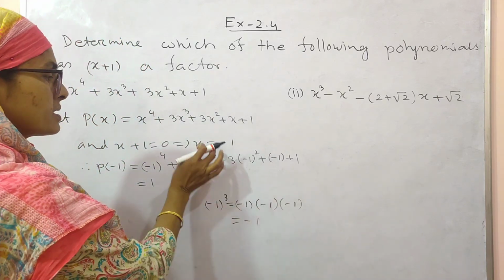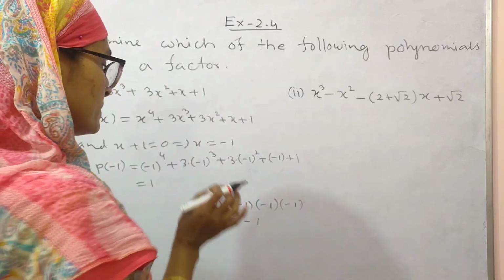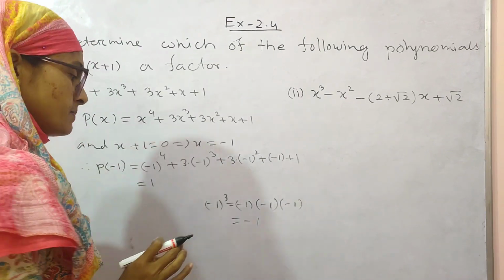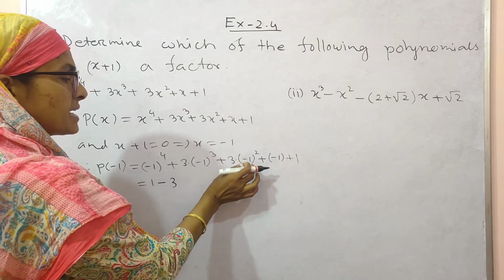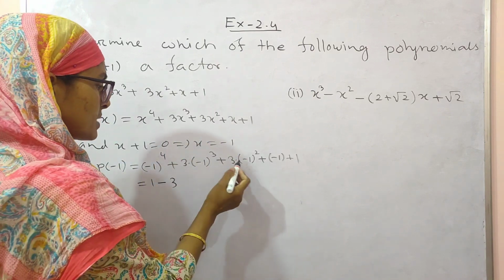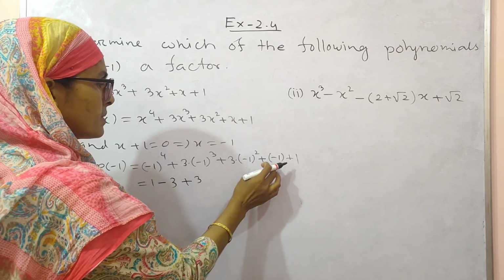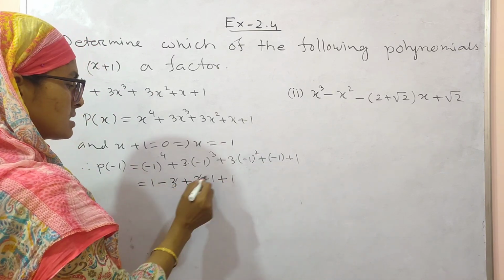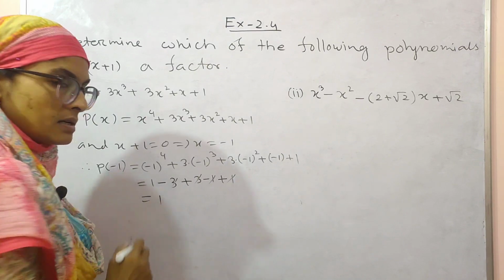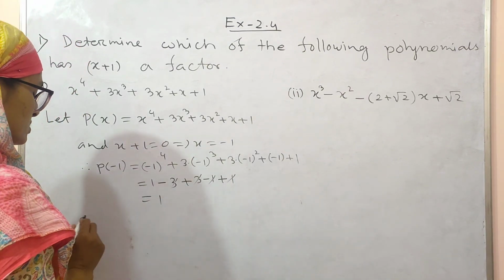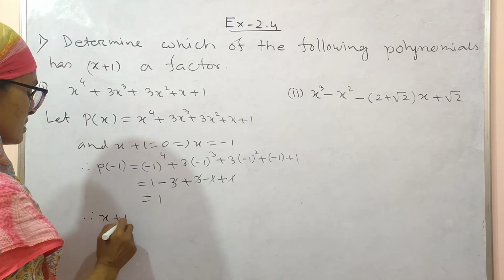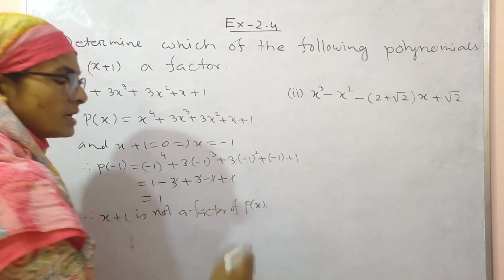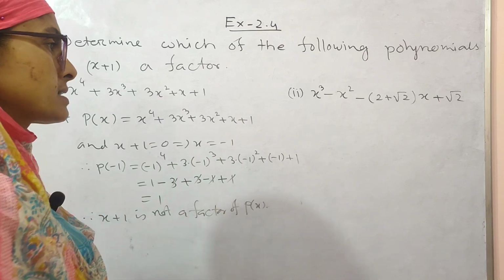Remember one thing, when power is odd number, you will get negative if the base is negative. If power is even number, then you will get positive. Here, so minus 3. Here minus 1 square you will get plus 1, plus 1 into 3, plus 3. Minus 1 plus 1. So 3 cancels with minus 3, minus 1 plus 1 cancels, you will get 1. So here not 0, therefore x plus 1 is not a factor of p(x).